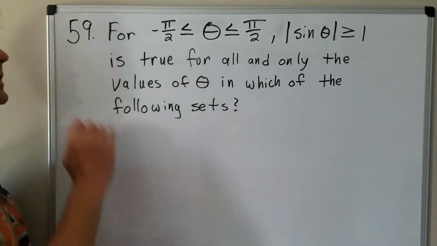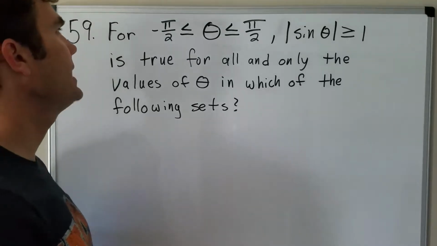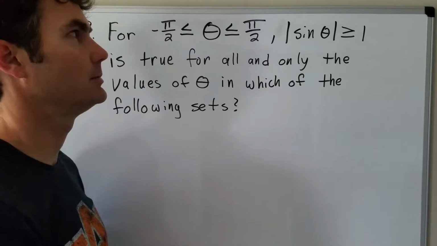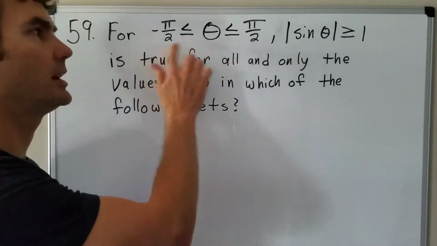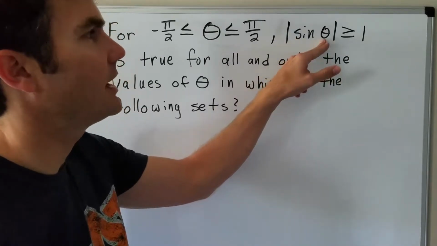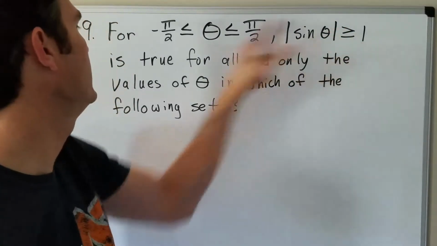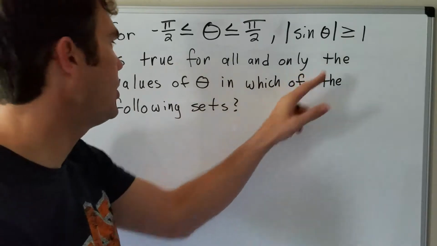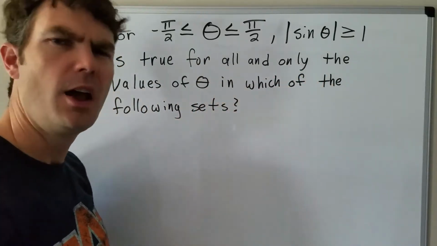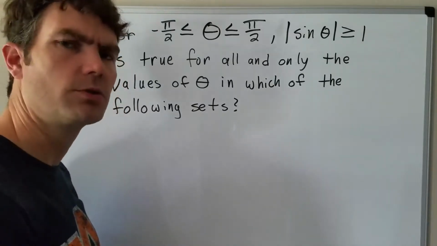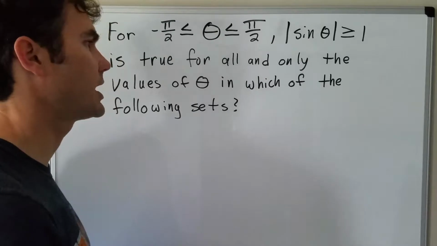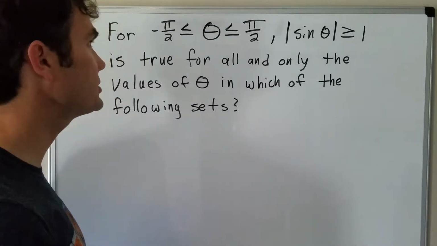Today we've got problem 59 from the math. For negative pi over 2 less than or equal to theta less than or equal to pi over 2, so basically theta is between negative pi over 2 and positive pi over 2, the absolute value of sine theta is greater than or equal to 1 is true for all and only the values of theta in which of the following sets. It's a weirdly worded question, unusual in ACT history, and some of the answer choices, as we'll see, are a little strange too. Let's start with this.